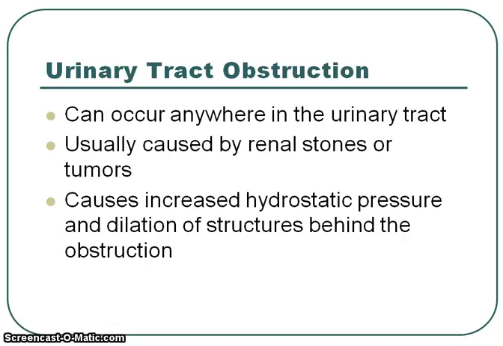Another complication that we should talk about in the renal system is urinary tract obstructions. Anywhere in the urinary tract can get blocked, and when it does, it can cause an obstruction. The most common cause for this is a kidney stone, or renal calculi is another name for them. What happens then is that urine cannot flow through the system, and it's going to cause an increase in hydrostatic pressure, which will dilate whatever structure is behind the obstruction.